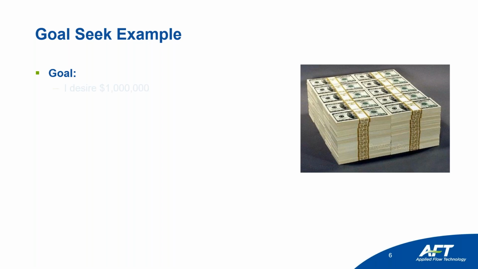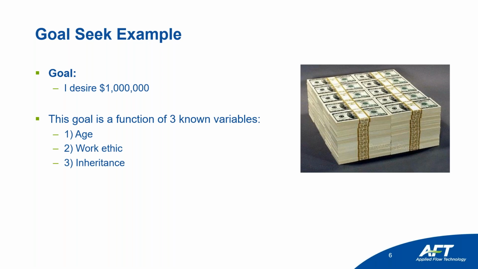So my goal is, oh, I desire $1 million. That would be excellent. That's my goal. We started talking about motivational speakers. Why not? I want $1 million, okay? This goal to me is a function of 3 known variables. These are not all of them, obviously, but these are the ones I chose: age, work ethic, and inheritance. Those are the 3 variables I know that this goal is a function of.